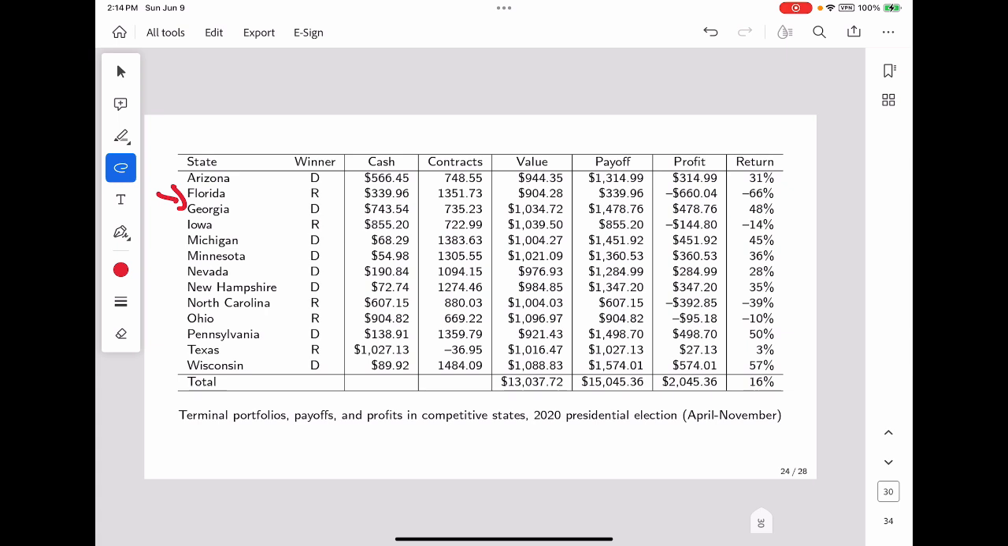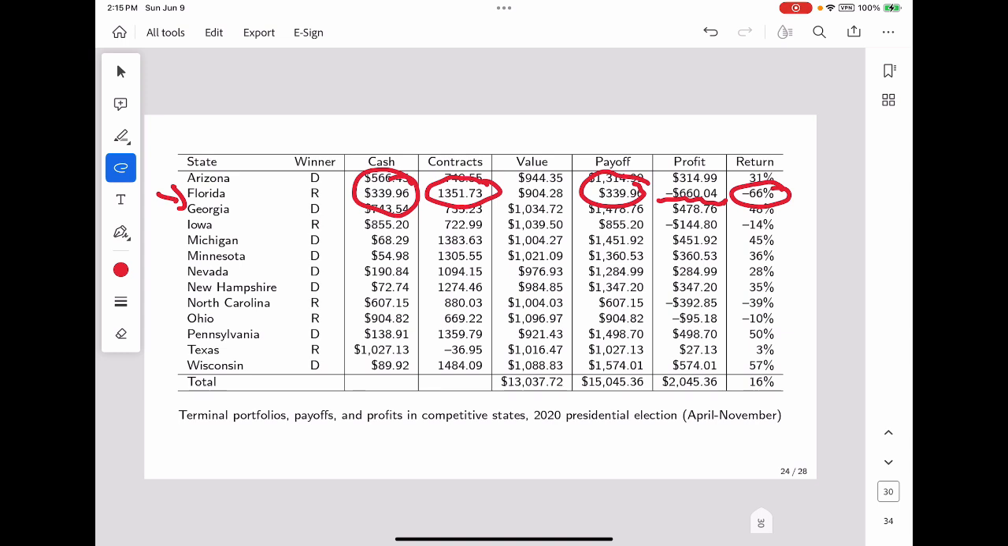The winner was the Republican candidate, but the trading bot accumulated a large number of contracts, 1,351.73 contracts that would have paid off if the Democrat had won. Now, these contracts expire worthless, so the only thing that the trader is left with at the end of the day is the cash position, 339, and they make a loss. There's a loss of $660. Your initial 1,000 has dropped by about $660, and so you have made a negative 66% return. So that's a big loss in Florida.